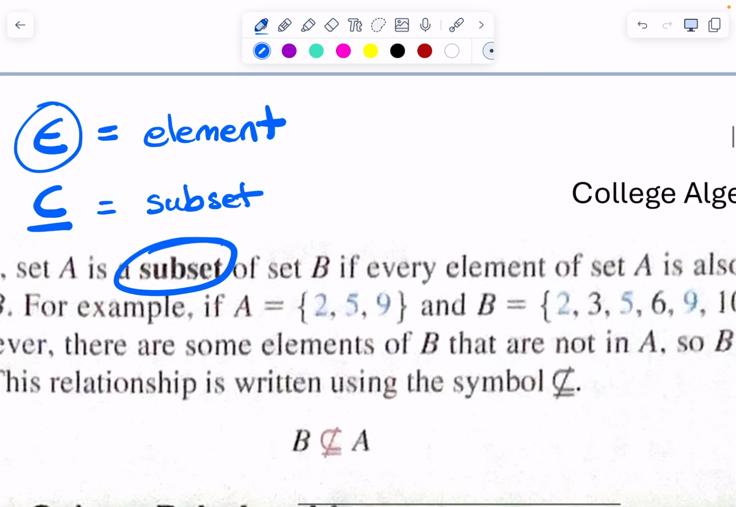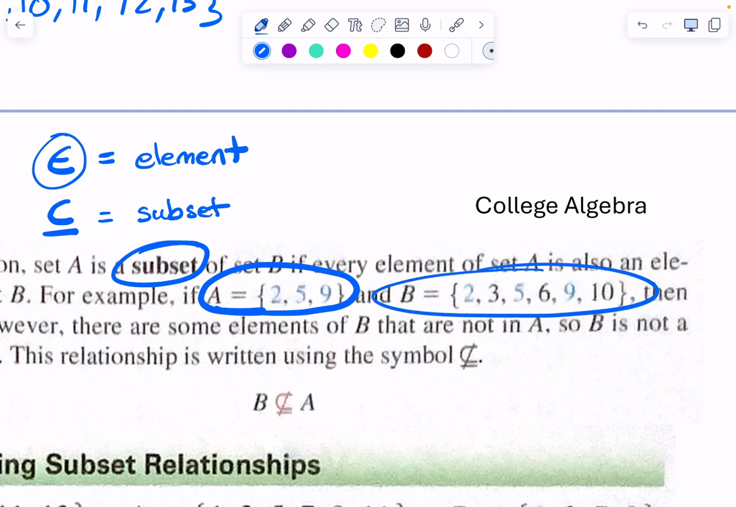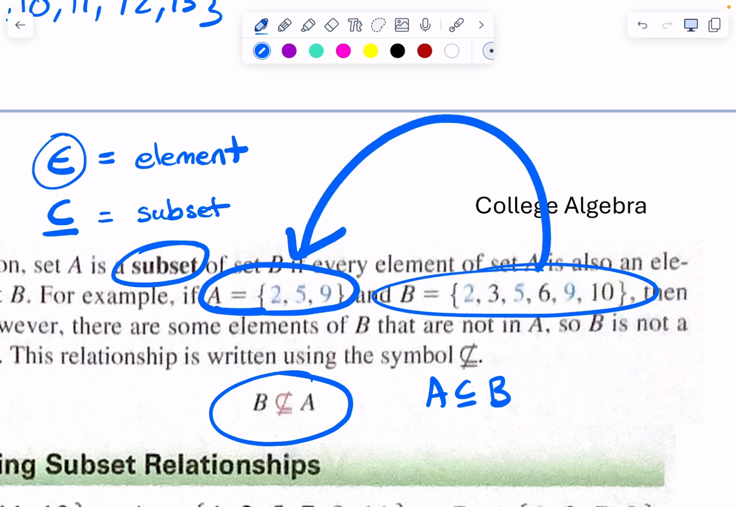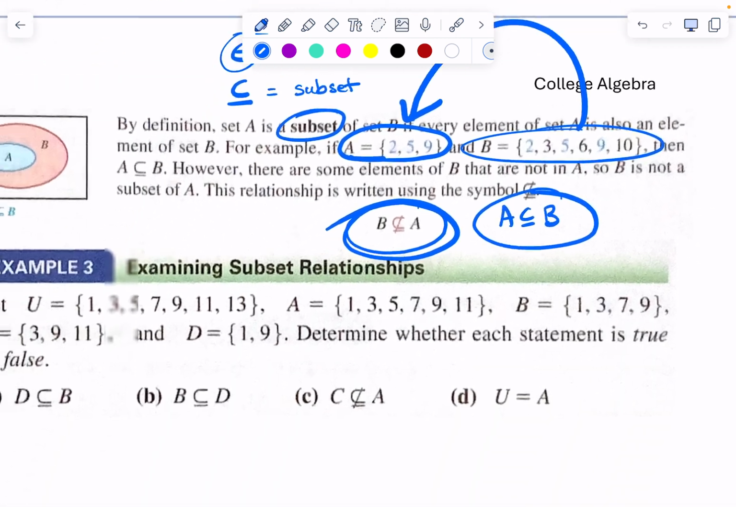So for example, if I have like here, they give you an A and a B. A is this guy 2, 5, 9. B is this guy 2, 3, 5, 6, 9, and 10. Okay? A is a subset of B because everything that's in A also lives in B. All right, now, is B a subset of A? No, because B is bigger than A, right? So that doesn't fit in there, but it goes the other way. This is true, this is not. Like B is not a subset of A. Got it? Okay, all right, subsets.